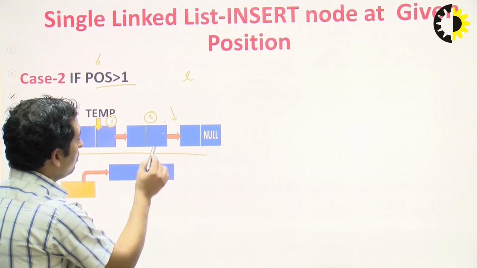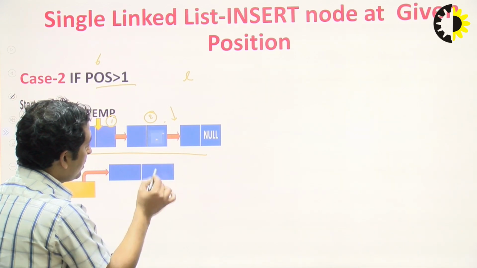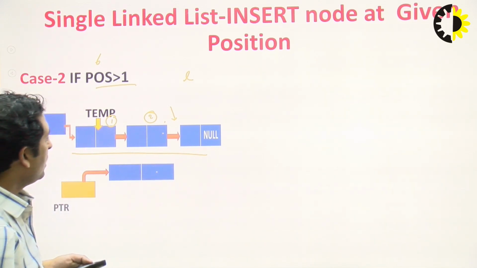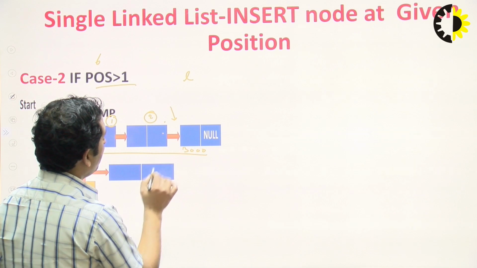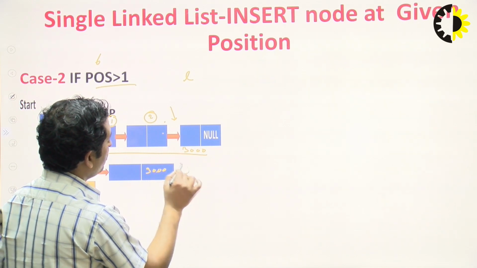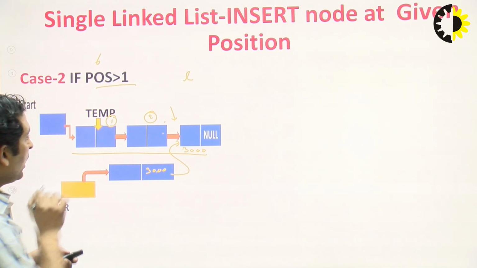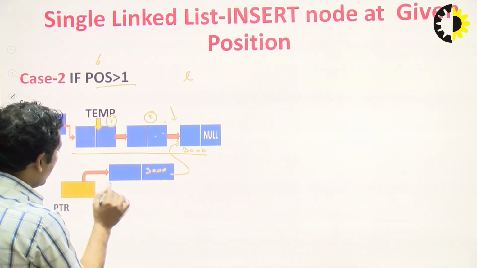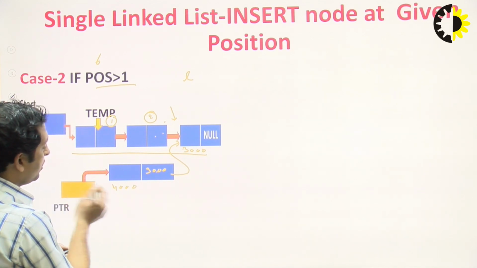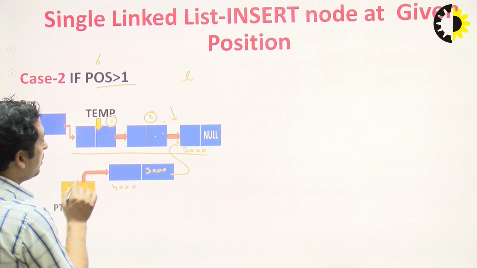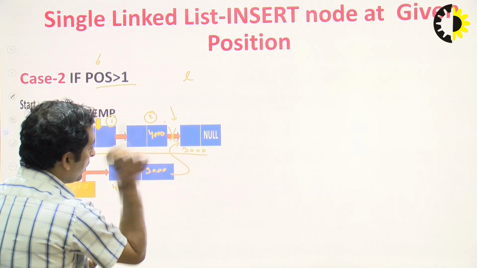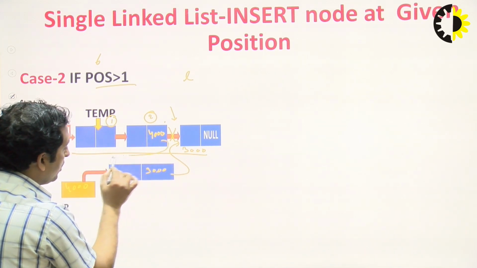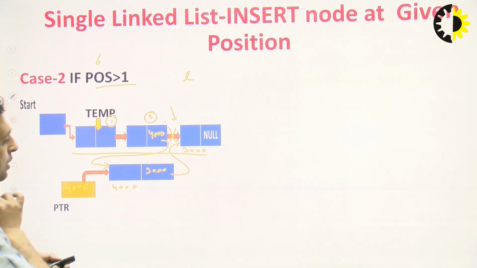So what do we do? Only assign this address to the newly created node here. If this node has the address 3000, now assign 3000 here, so a link is created. And if the newly created node has the address 4000, update the link part with it. This will destroy the existing link and create a new link to this particular node in between.